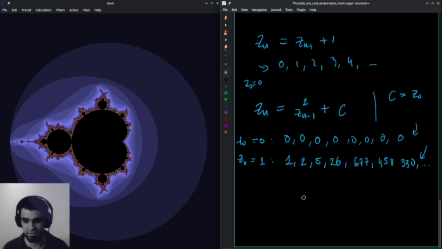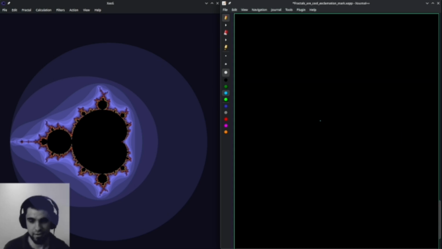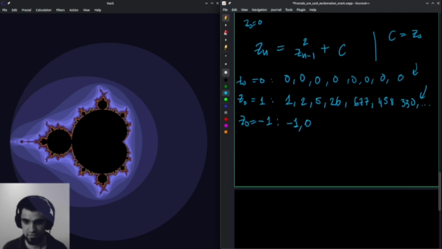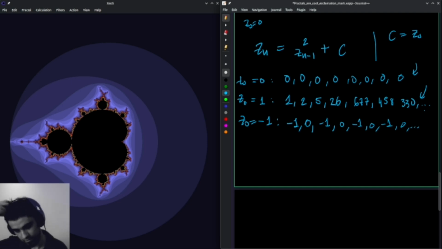Let's just look at a few more examples, which will be relevant. Another example would be z0 is equal to -1. -1 squared is 1, minus 1 gives us 0. 0 squared minus 1 should be -1. -1 squared minus 1 should be 0. And so this is another sequence. It's interesting because it doesn't stay fixed. It always alternates between two numbers, but it doesn't blow up either, which is nice.